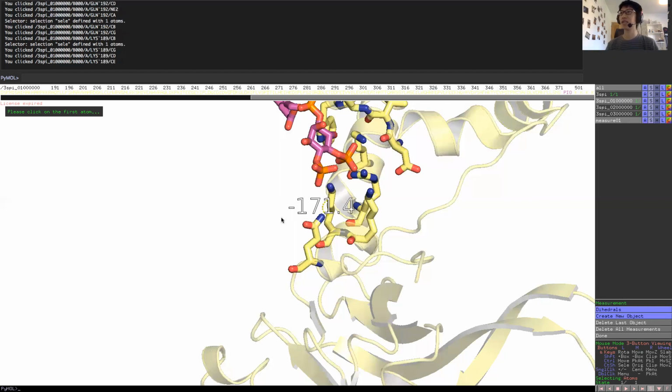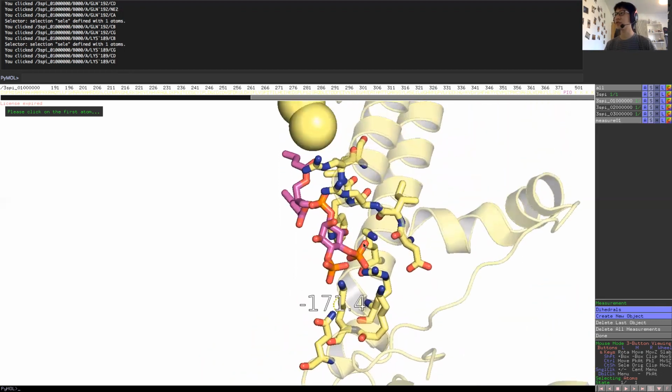You can also see here that every time I click on these atoms, they will pop up in a terminal window up here. So you can keep track of which atom you're actually clicking, and you can see what you have actually done.